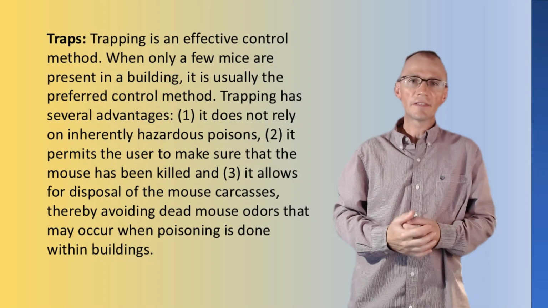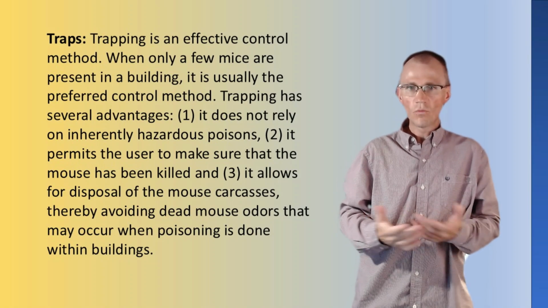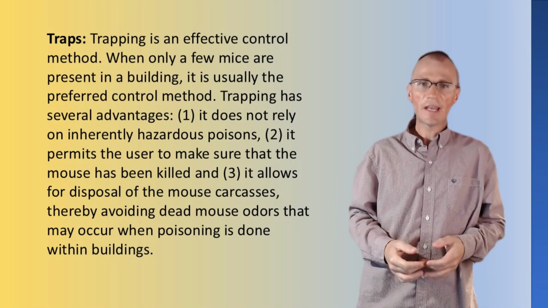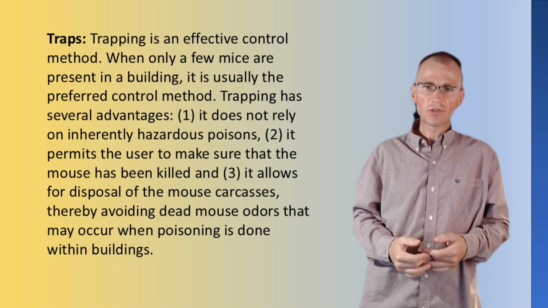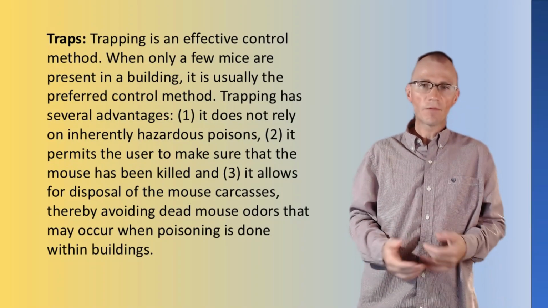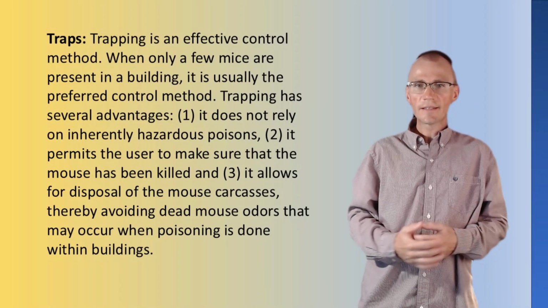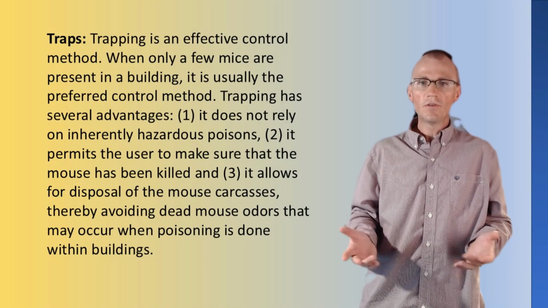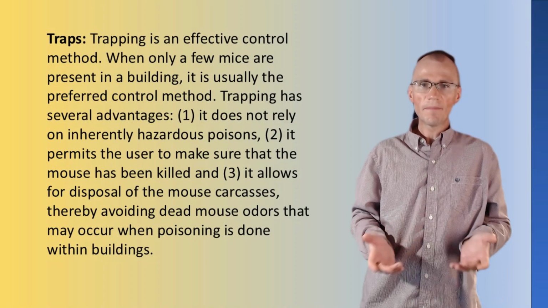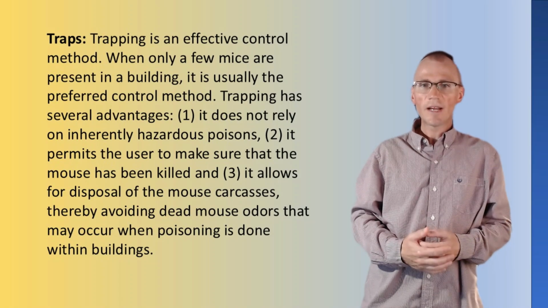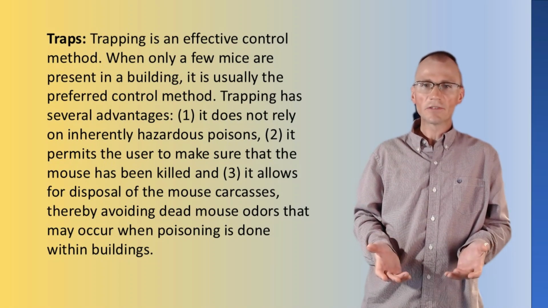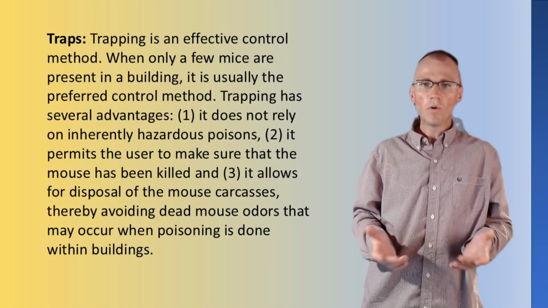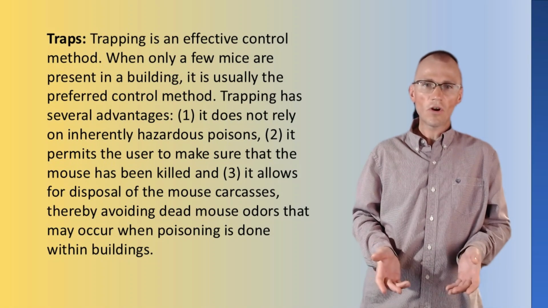Traps. Trapping is an effective control method. When only a few mice are present in the building, it is usually the preferred control method. Trapping has several advantages. 1. It does not rely on inherently hazardous poisons. 2. It permits the user to make sure that the mouse has been killed. And 3. It allows for disposal of the mouse carcasses, thereby avoiding dead mouse odors that may occur when poisoning is done within buildings.